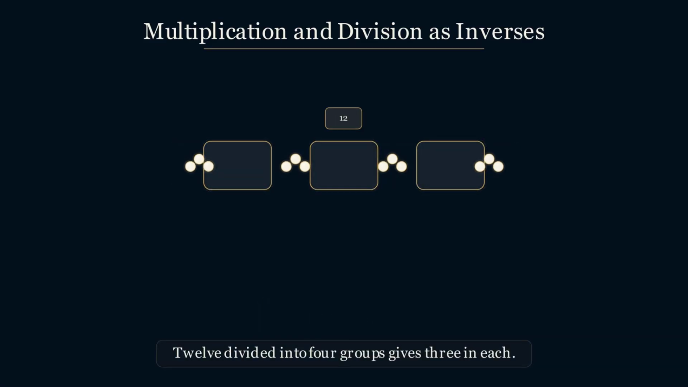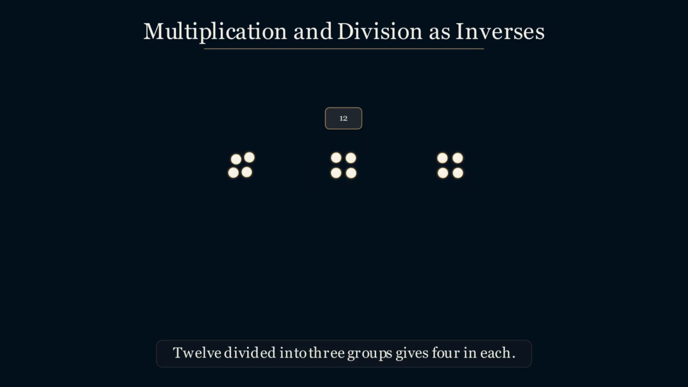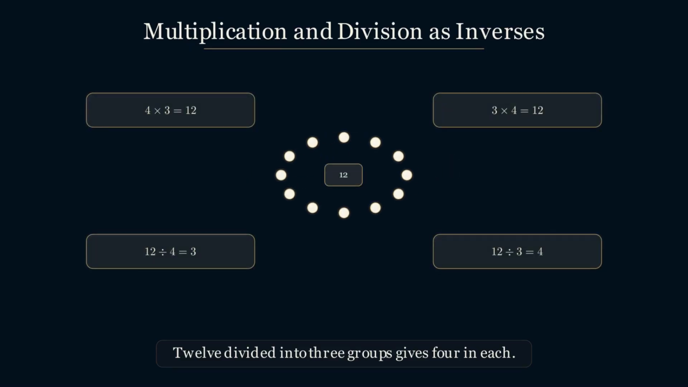If the same 12 counters are divided into 3 equal groups, each group has 4. 12 divided by 3 equals 4. These facts belong together. 4 times 3 equals 12. 3 times 4 equals 12. 12 divided by 4 equals 3. 12 divided by 3 equals 4. Multiplication and division undo each other.